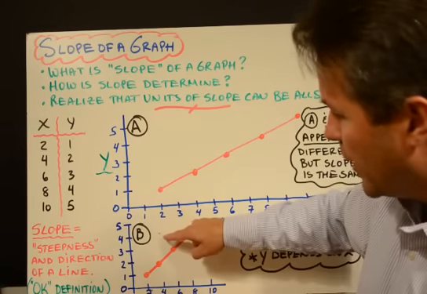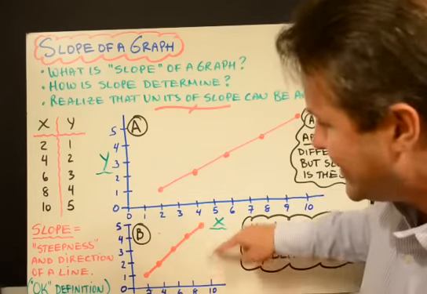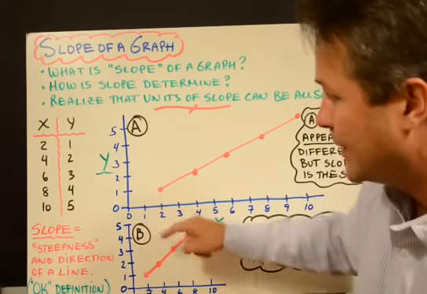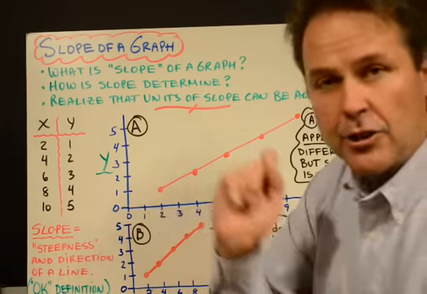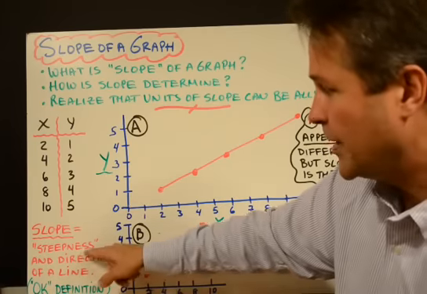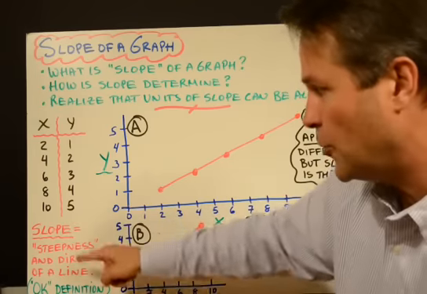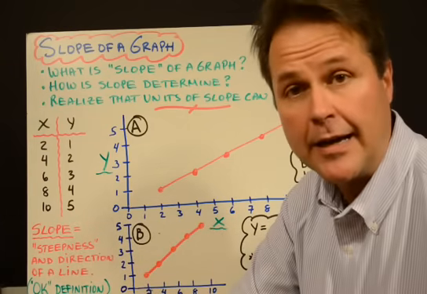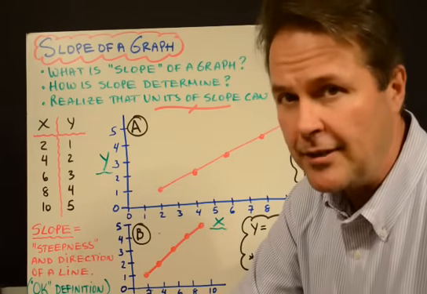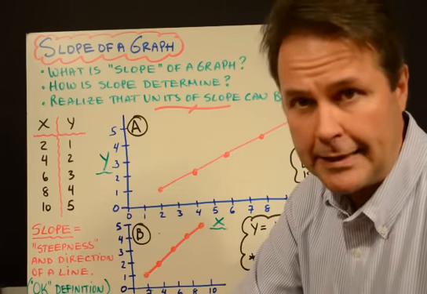I've also plotted the graph on this set of axes. This is the same data. Now, definition of slope, the most common one is steepness. The slope is the steepness and direction of a line. And that's an okay definition, but it can also be misleading.